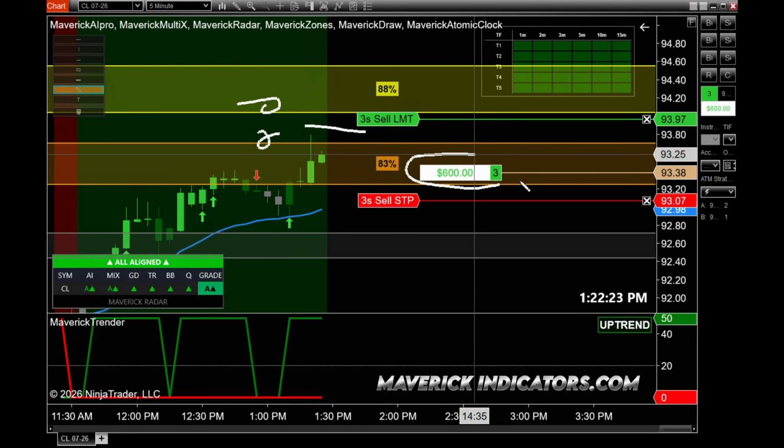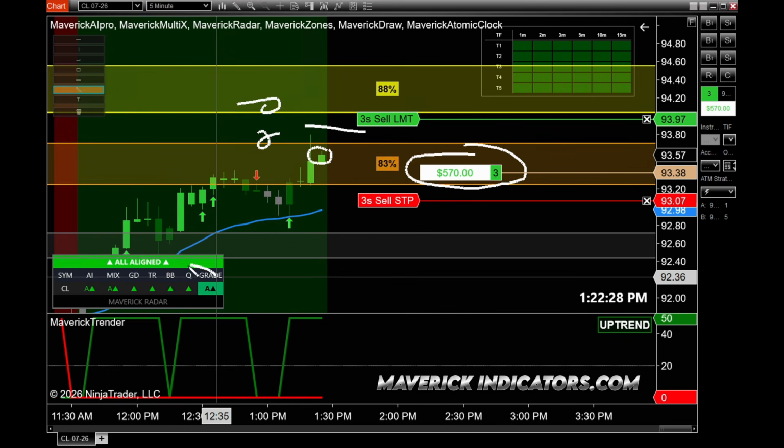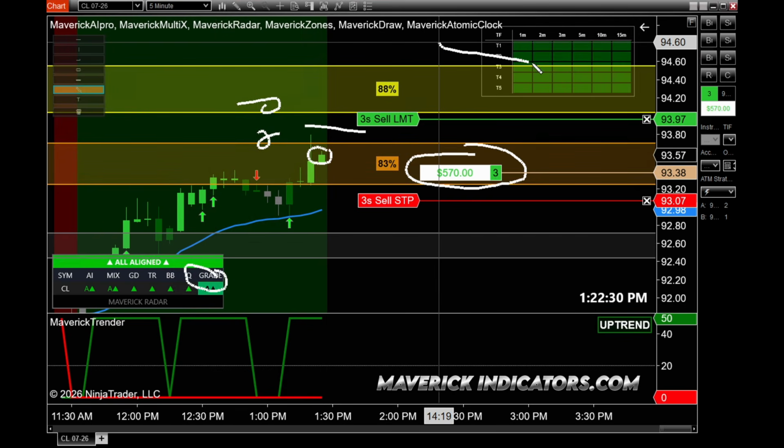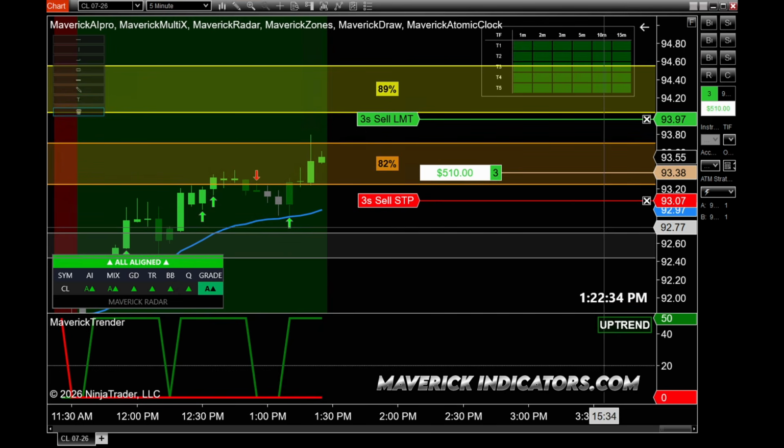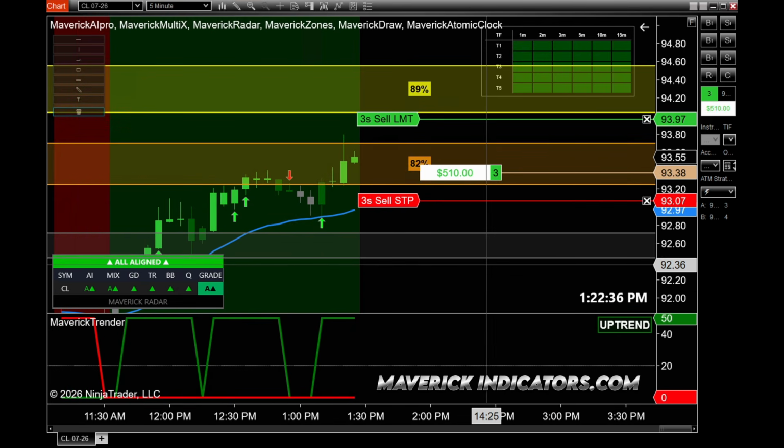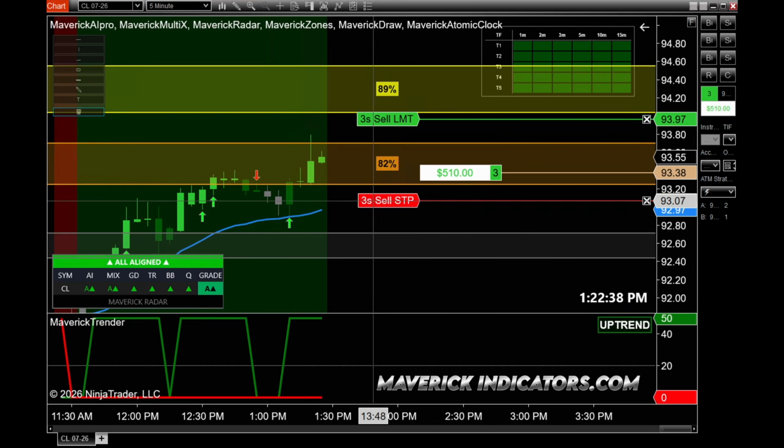I'm probably going to look to get in between these two zones. I don't want to get greedy. We got a bright green candle. We got an A+ setup. All 5 traders are voting bullish across 6 time frames. Let's just shoot for a halfway point between these two zones. And that would probably bring in about $1,000 on this trade.